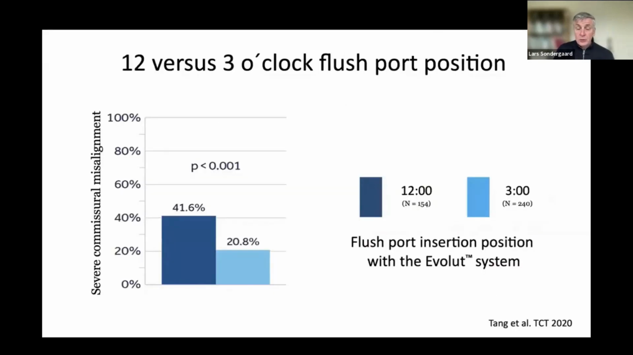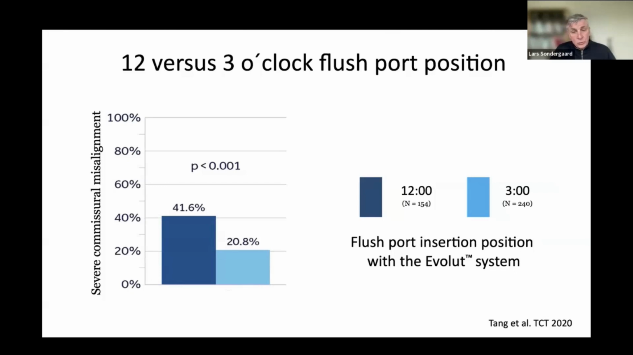And Gilbert also showed that it certainly has an impact. The dark blue are patients where the flush port was at 12 o'clock and the light blue where the flush port was at 3 o'clock. So you can see there was actually a 50% reduction in patients having severe commissural misalignment afterwards, coming down from 40 to 20%. But it's still 20%. It's still 1 out of 5 patients who have severe commissural misalignment if you only use that flush port technique. So again, we need to do it better.